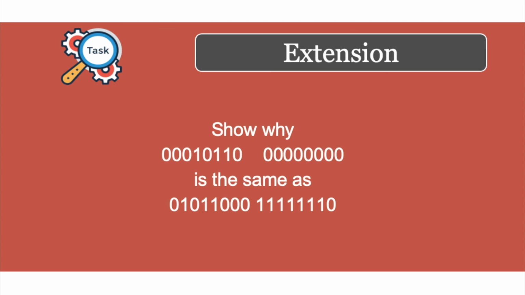Here's another question for you. Show why the first set of numbers are the same as the second set of numbers. So both numbers are in floating point binary representation. You might need to decode these numbers into real numbers and then work out how they are similar. So once you work it out, share your answer with me.